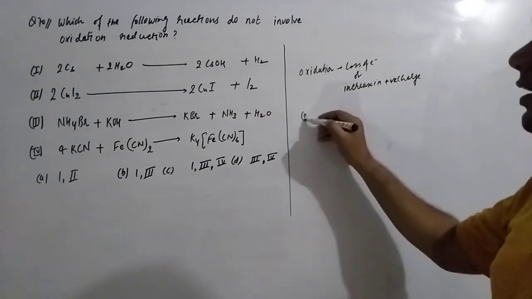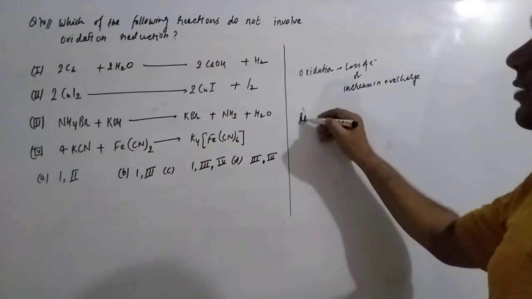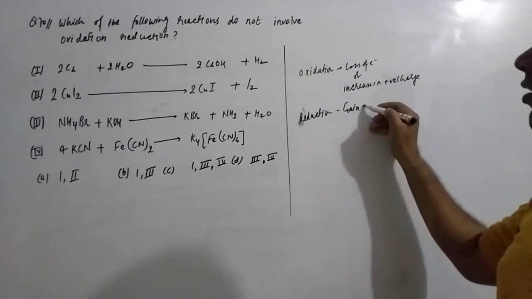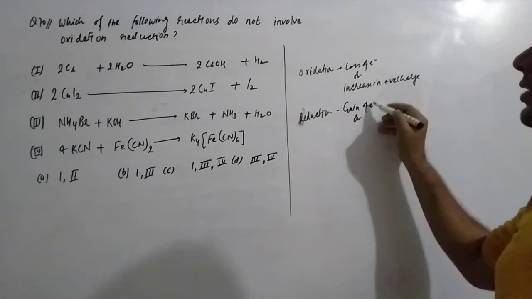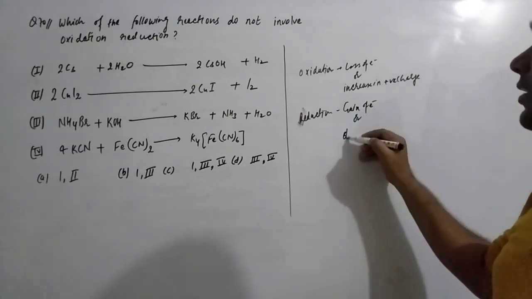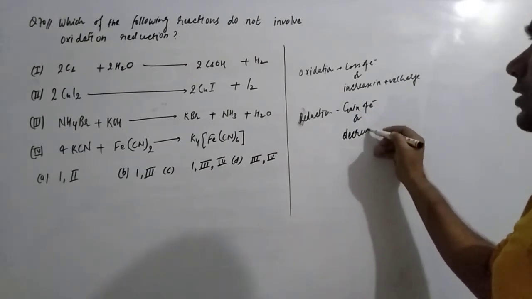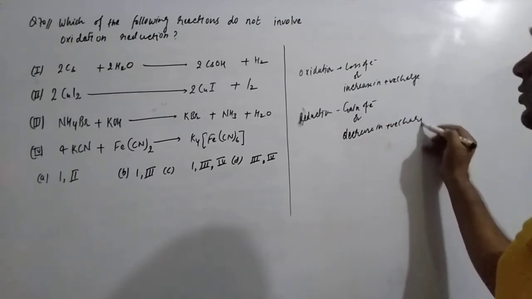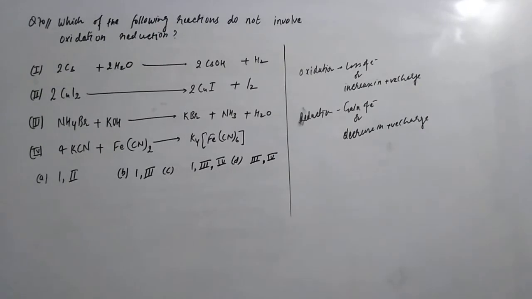And the second one is reduction. Reduction means what, student? Reduction means gain of electron, or what you can say, student, decrease in positive charge. This is the meaning of oxidation and reduction reaction, student. Now let us go and read one by one, student.